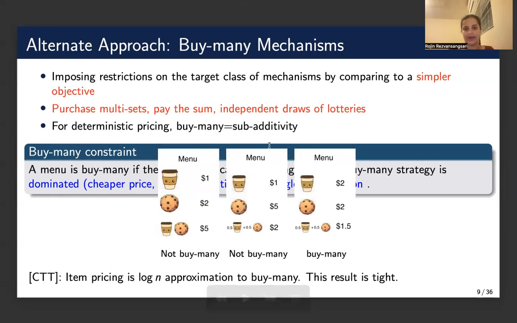Now, what do we know about buy-many mechanisms? Due to work of Chawla, Teng, and Tzamos, we know that item pricing is a log n approximation to buy-many, and we know that this result is tight, meaning that if we want a better approximation, then we need an exponential size menu.